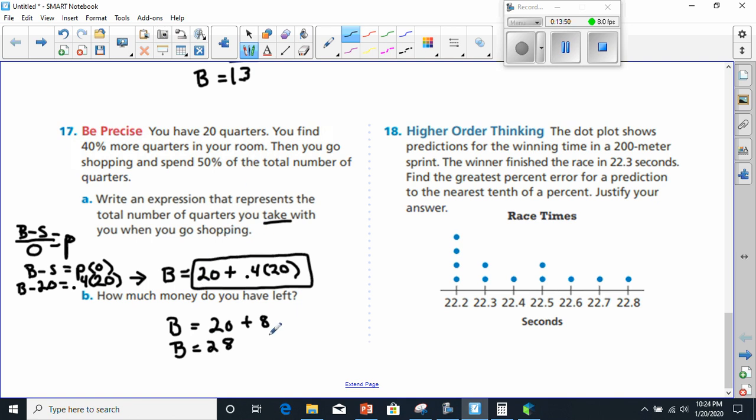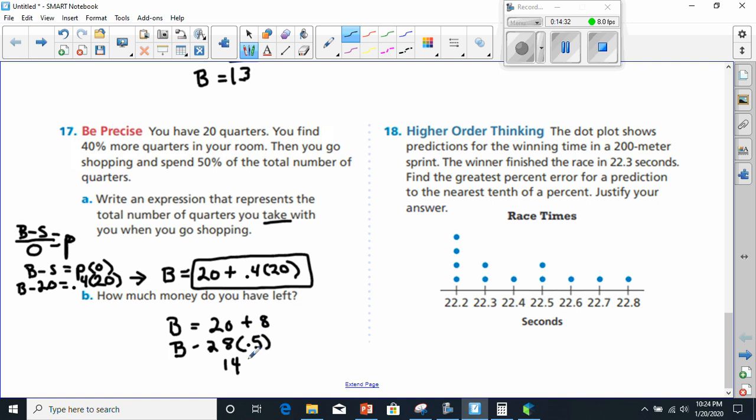If we spent 50% of it, that means we spent half of it. We could just divide it by 2 or multiply it by 0.5. It really doesn't matter. I like dividing it by 2 easier, to be honest with you. That means how much money do I have left? The amount of money that I have left, well, I shouldn't say B anymore, will be 14. 14 quarters left, right? That's what it says.